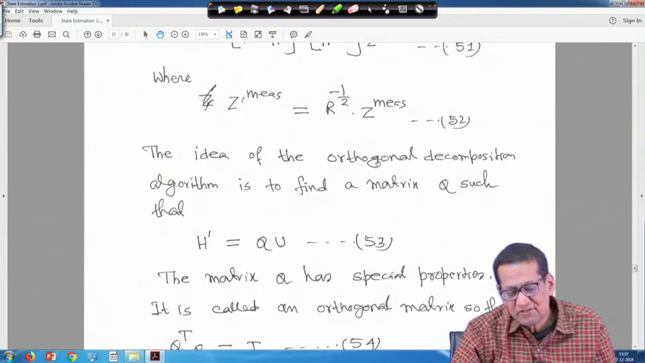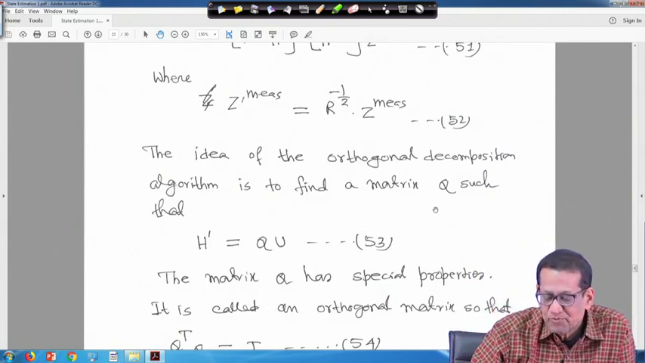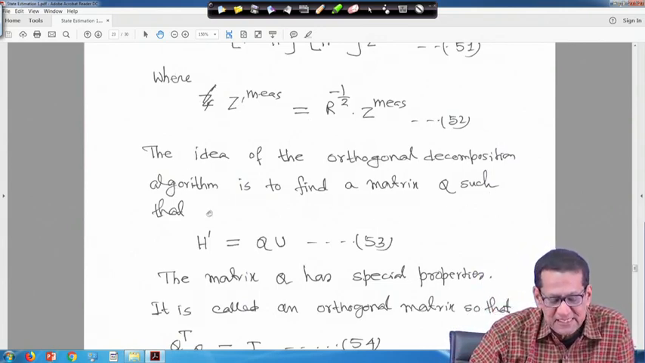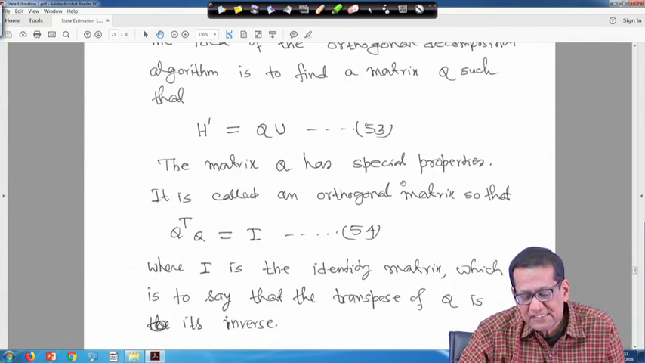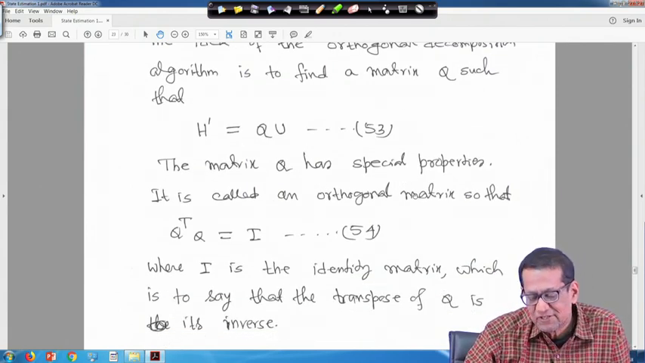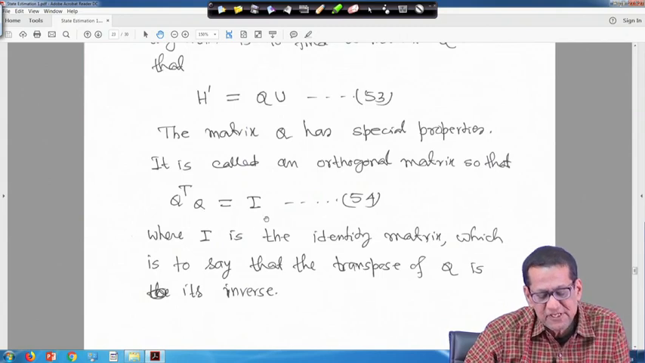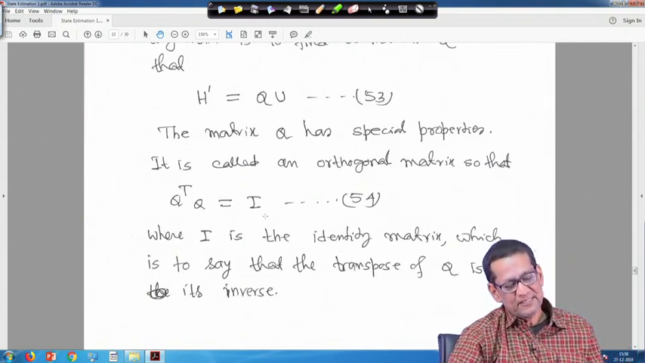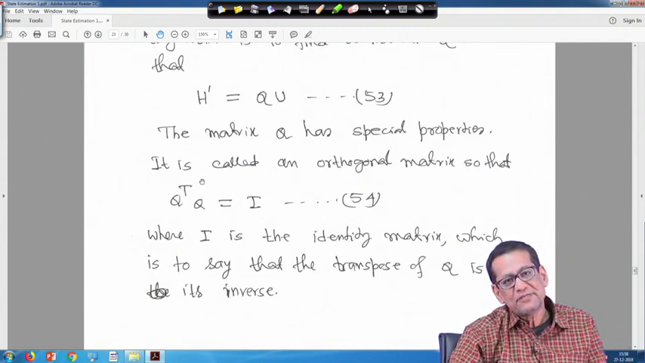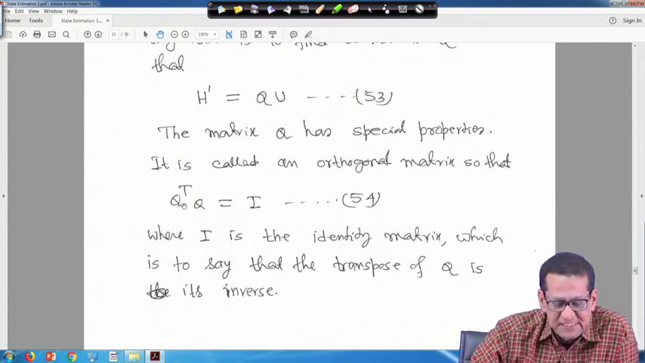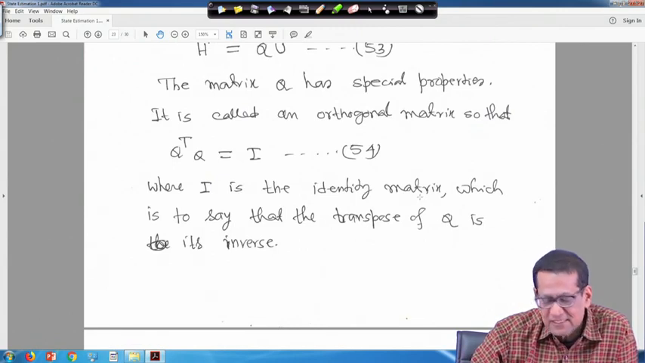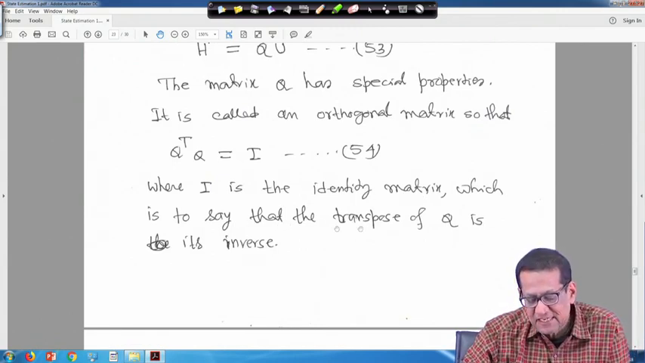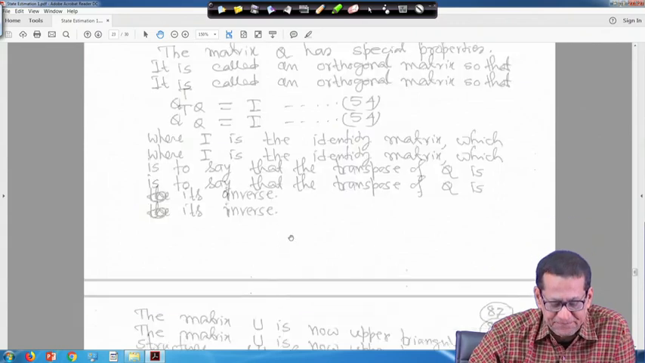Now, the idea of the orthogonal decomposition algorithm is to find a matrix Q such that H transpose is equal to Q U. This is equation 53. The matrix Q has special properties. It is called an orthogonal matrix, so that Q transpose Q will be the identity matrix I. That means Q transpose is basically Q inverse, which is to say that the transpose of Q is its inverse.